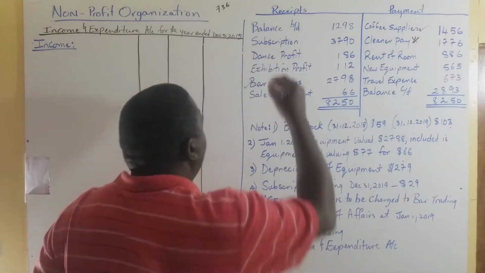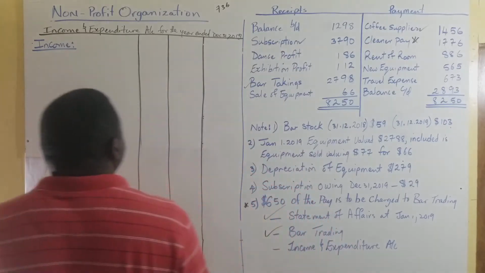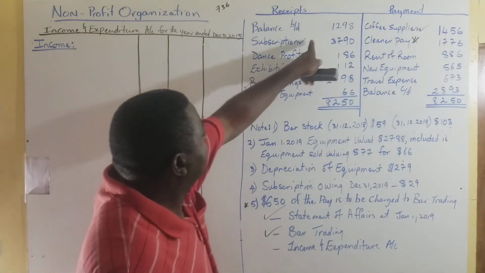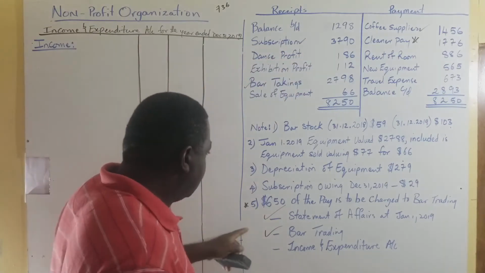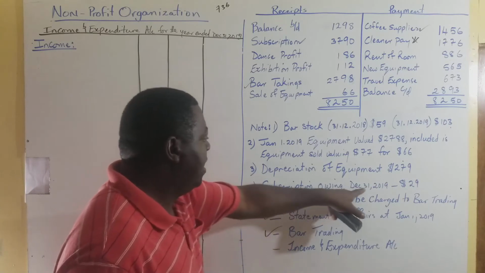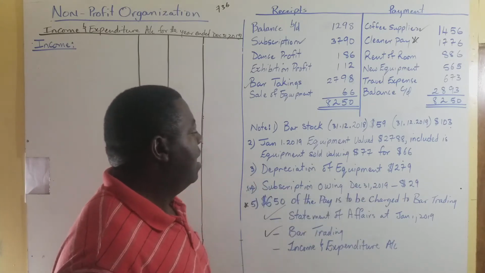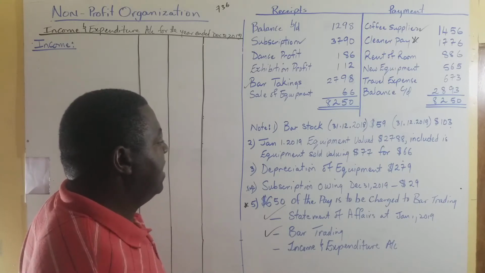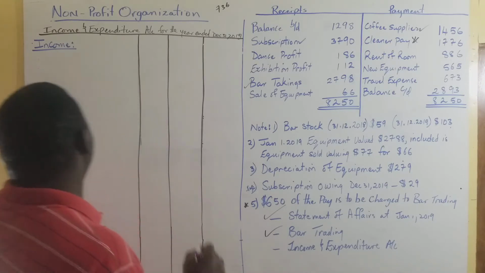The first item is the subscription. Now we can't just record this figure because we have a notation here that indicates a subscription owing at December 2019 is $29. So what do we do?